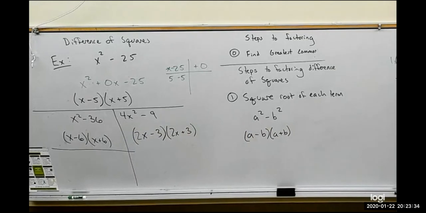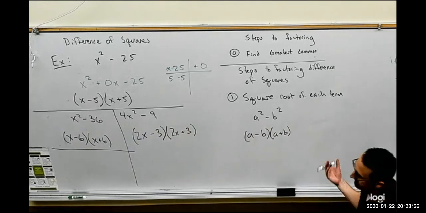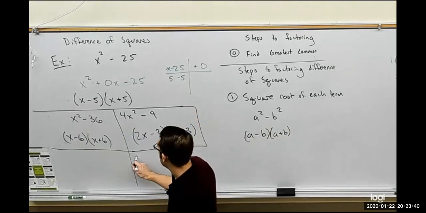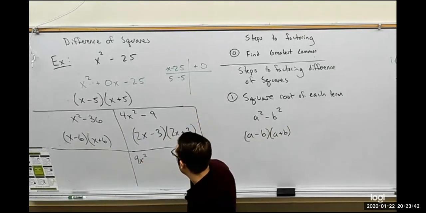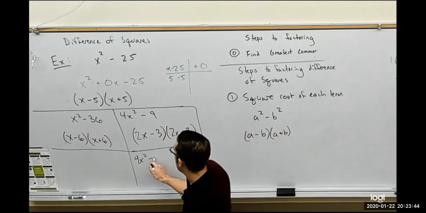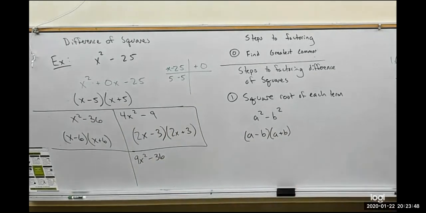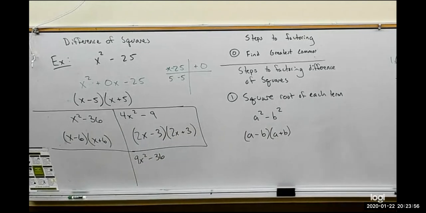Will they get more difficult than that? I don't know, probably not. They're difference of squares, they're not super bad. Let's do something like 9x squared minus 36. So this one has a step 0 to it. This one has a find the greatest common factor first. I could see putting something like that on there for sure.